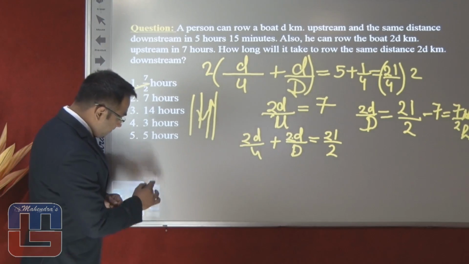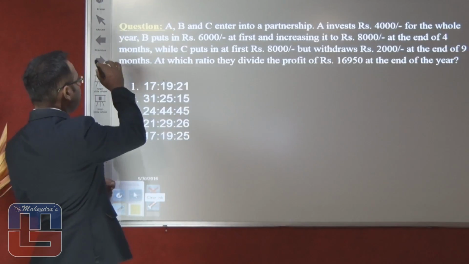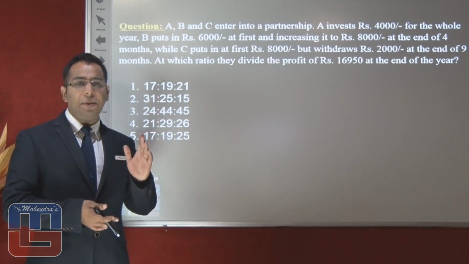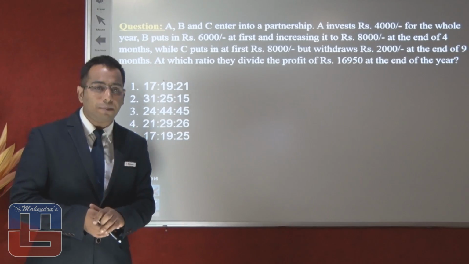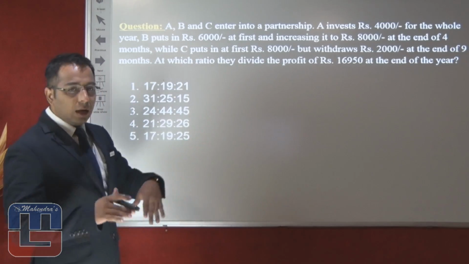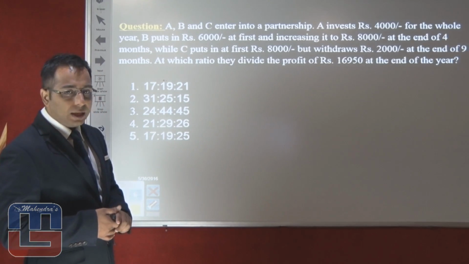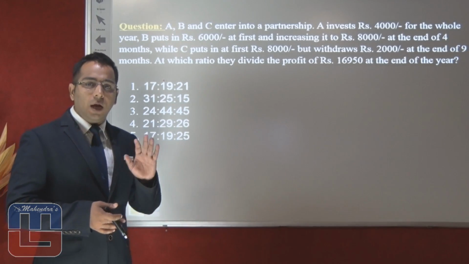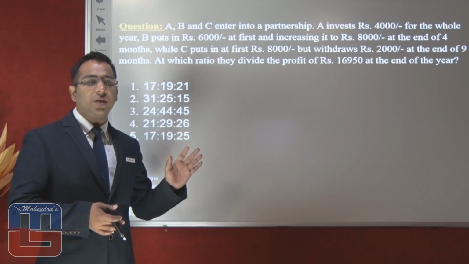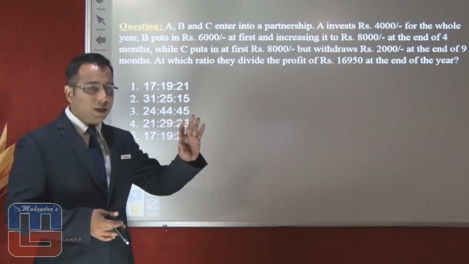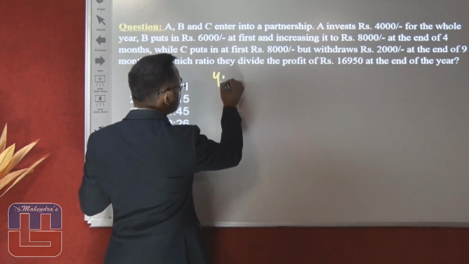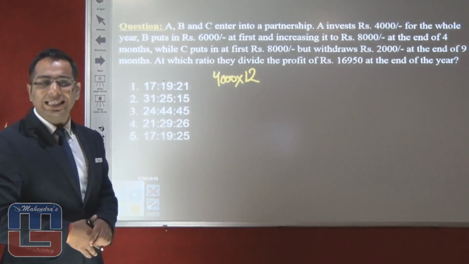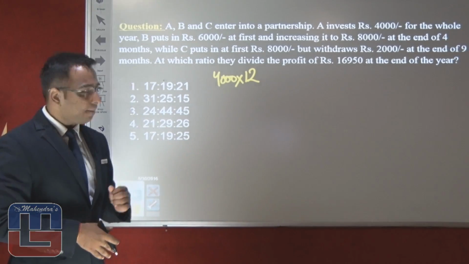Fine. Okay. Let us see the next question. The next question says A, B, C enter into a partnership. Fine, A, B, C, three people are entering in a partnership. A invested rupees 4,000 for whole year. What A has done? He has invested 4,000 rupees for whole year. That means we know 4,000 into 12 is the investment and time product of A.